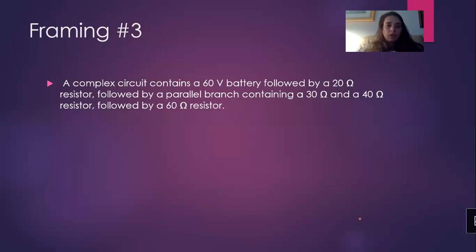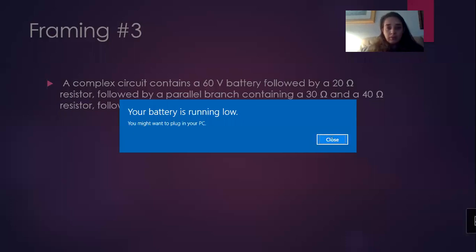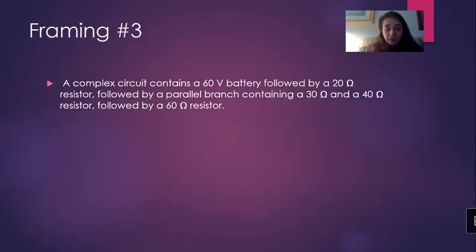Okay. Before we move on to solving problems 3 and 4, I want to show you how to set up this circuit so that you're successful in solving it. The question says you have a complex circuit that contains a 60-volt battery, followed by a 20 ohm resistor, which is followed by a parallel branch containing a 30 ohm and a 40 ohm resistor, and then followed by a 60 ohm resistor.